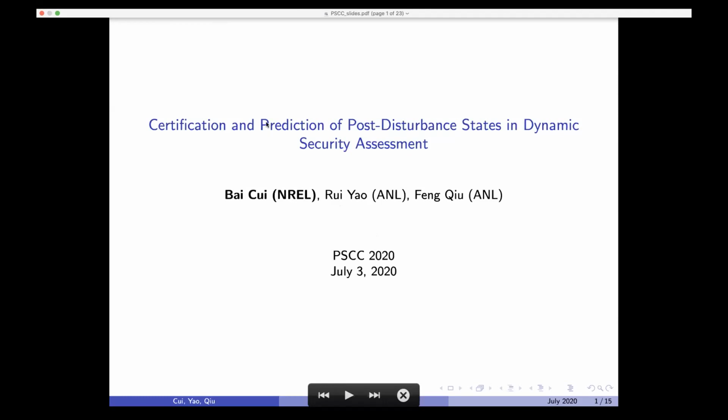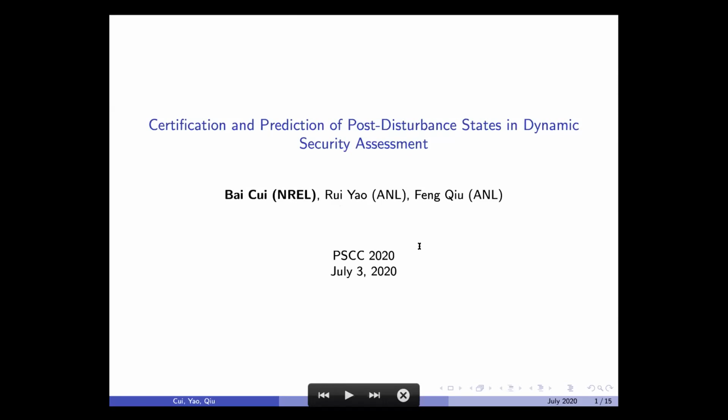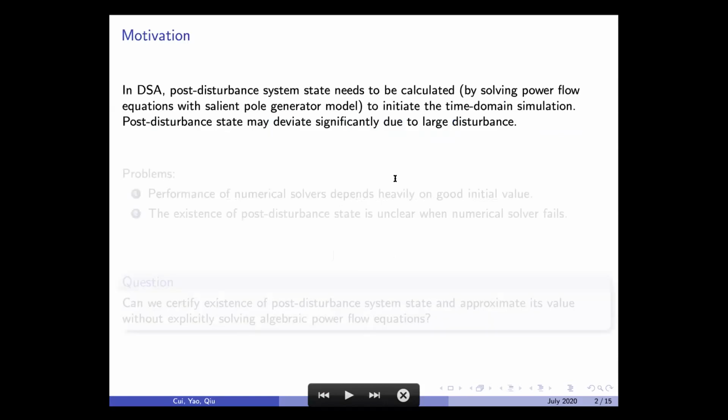All right, let me just start. So my name is Bai. I'm a postdoc researcher at National Renewable Energy Lab. Today I'll be presenting our paper titled Certification and Prediction of Post-Disturbance States in Dynamic Security Assessment. This is a paper in collaboration with Rui and Feng, both from Argonne National Lab.